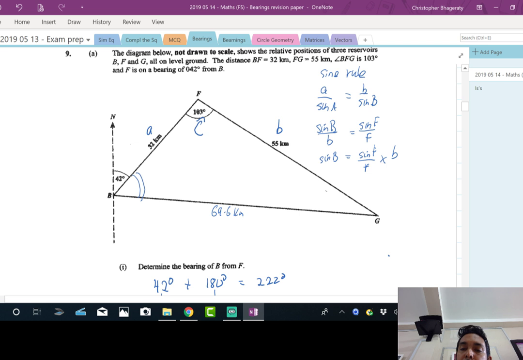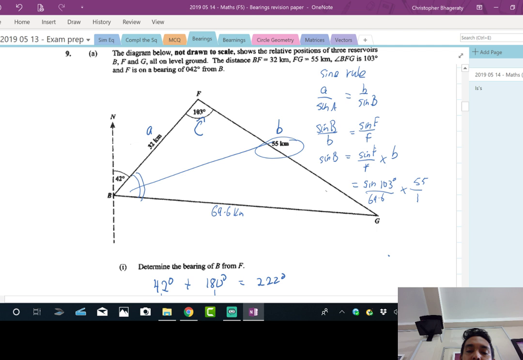No, I can't use Pythagoras, because it's not a right angle triangle. No, that was cosine rule. So sine 103 degrees over 69.6 multiplied by 40. Sorry, multiplied by 55. Remember, this is the side opposite to the angle we're trying to find. That's B. This is F down here.